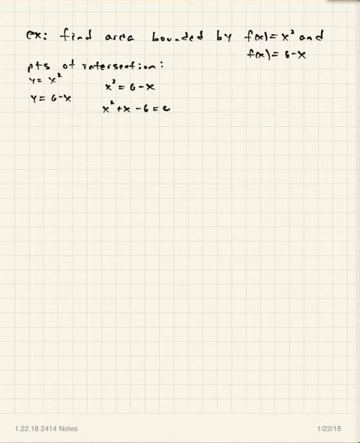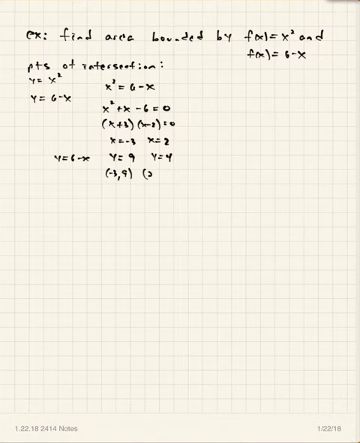And you could solve that easily by setting it equal to 0 and factoring. It's an easy factoring problem. And you end up with x equals -3 and x equals +2. Now, you could use y equals 6 minus x to find the y values there. And when x is -3, y is 9. And when x is 2, y would be 4. So the 2 points of intersection are at (-3, 9) and at (2, 4).